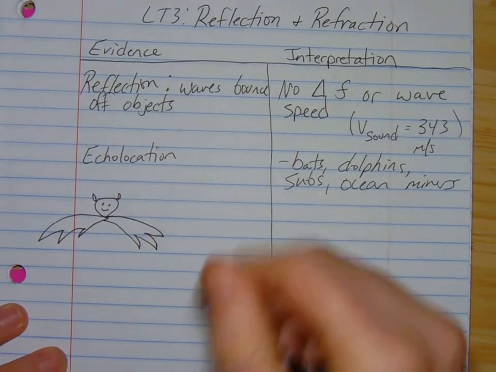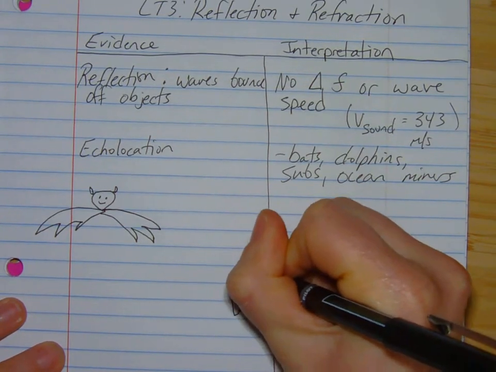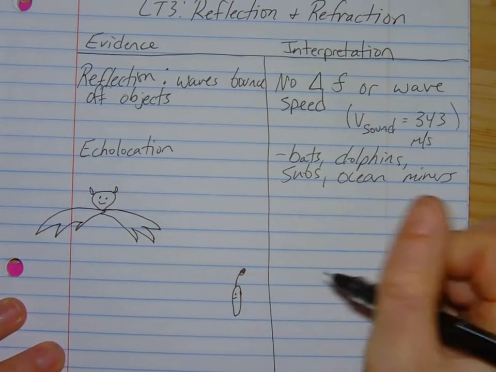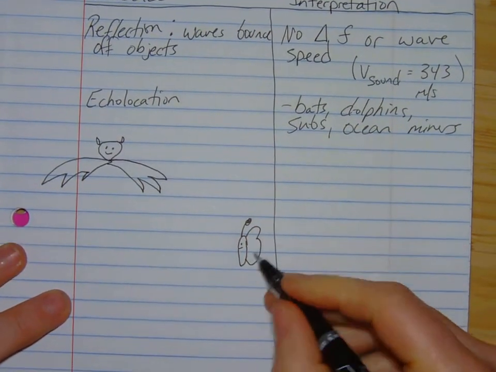So we've got a bat. In the video, it's going after a moth. So down here, I'm going to draw its prey. Looks like a unicorn for Pete's sake, but it's not a butterfly, it's definitely a moth.